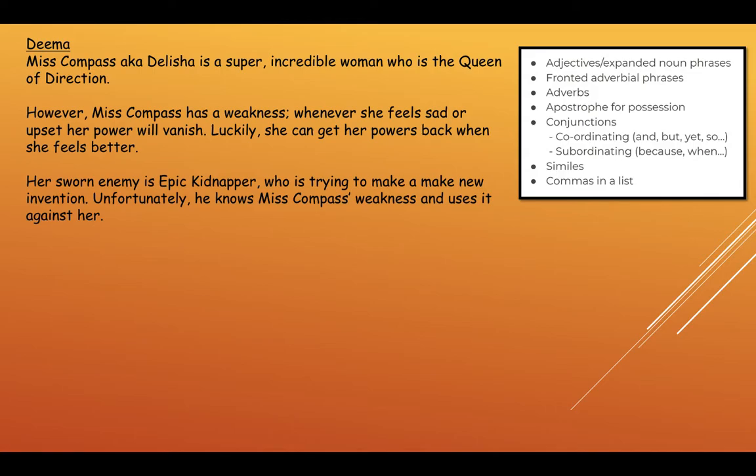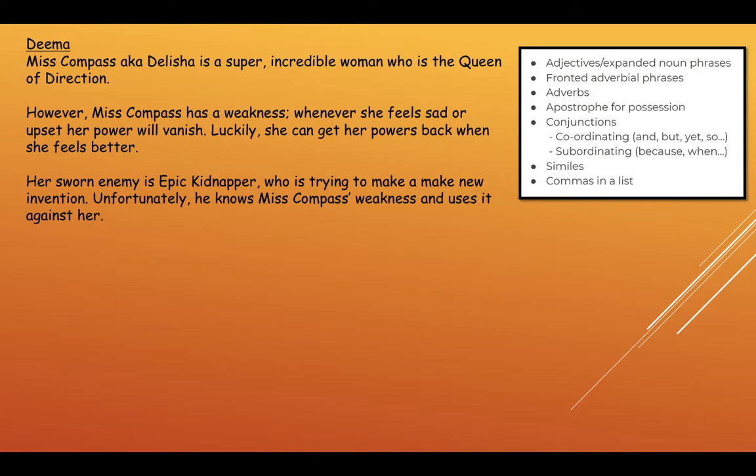Have you seen any features that Dima has used in her writing? She's got a few there. Have you been able to identify them? And her last paragraph, her sworn enemy is Epic Kidnapper, who is trying to make a new invention. Unfortunately, he knows Miss Compass's weakness and uses it against her. Did you spot any features that appear on the list?